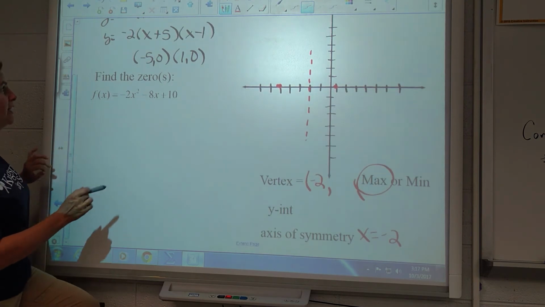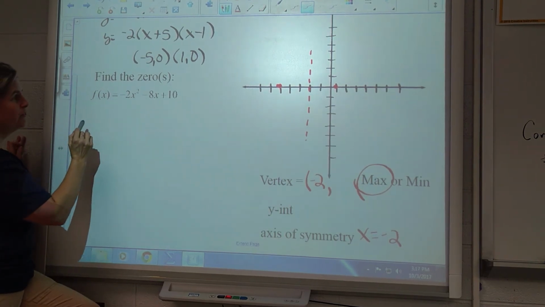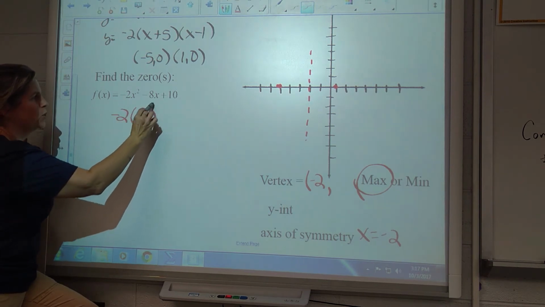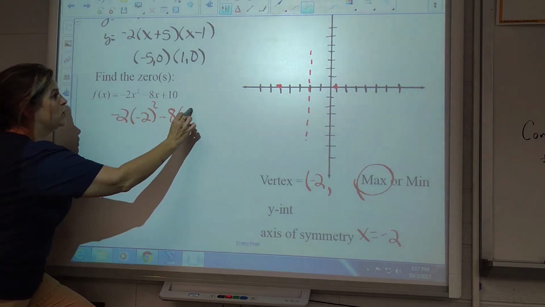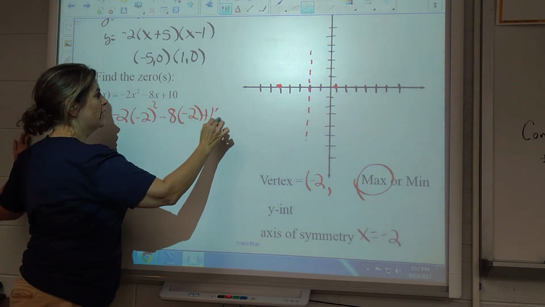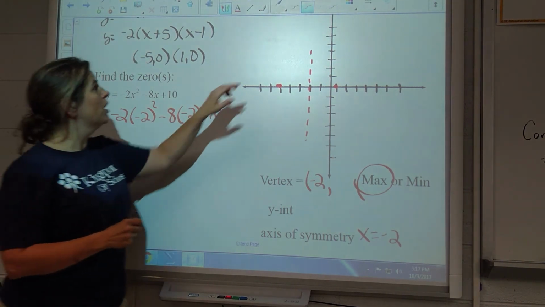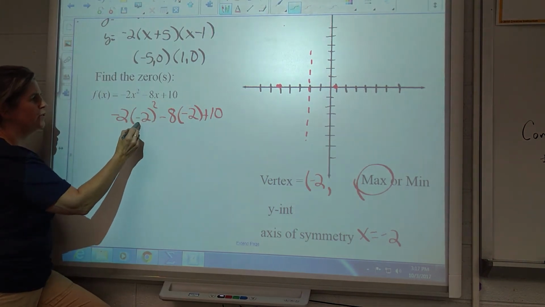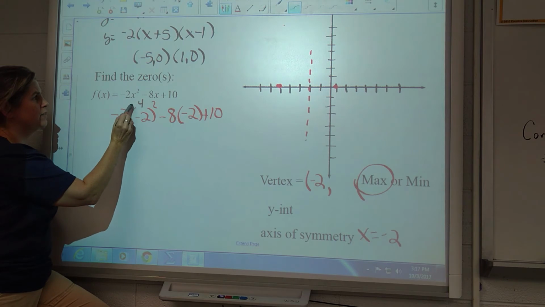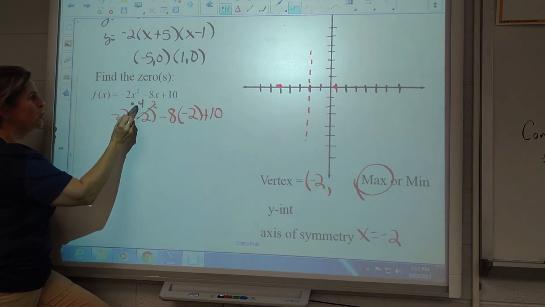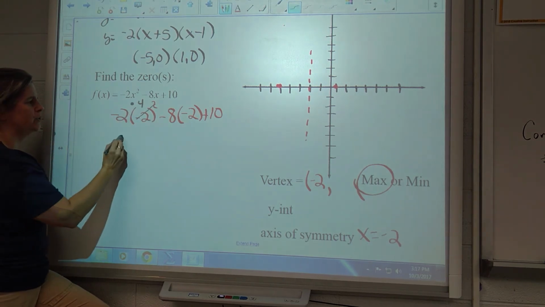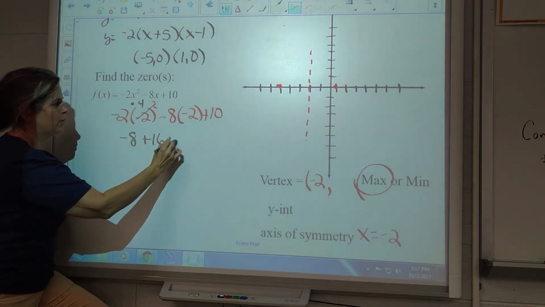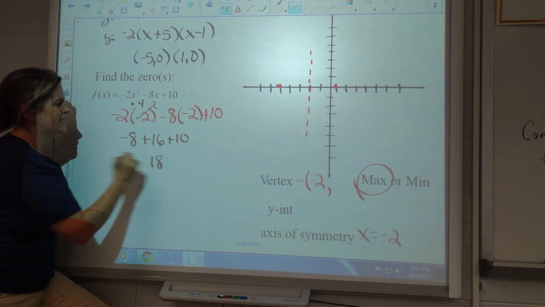To find its y value, I'm simply going to plug the negative 2 in. So that's negative 2 times negative 2 squared. This time you do need to be very careful with that order of operations. You are going to square the negative 2 first. So negative 2 squared is a positive 4. That positive 4 multiplies times the negative 2 to give you a negative 8. Bring your 16, positive 16 plus 10 down, so that is an 18.